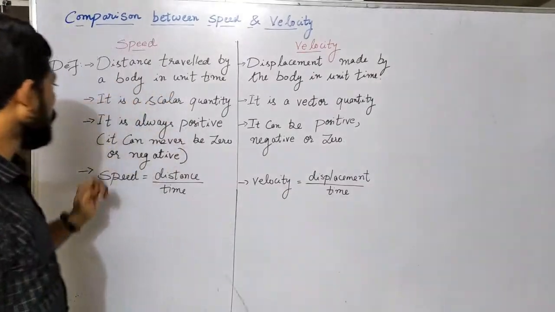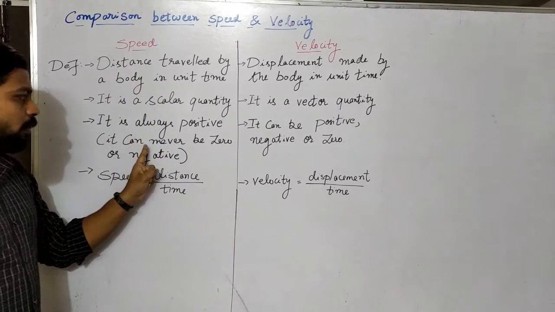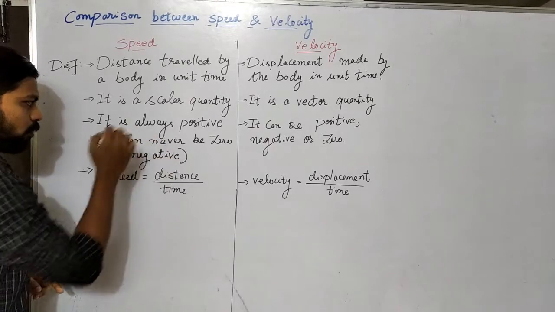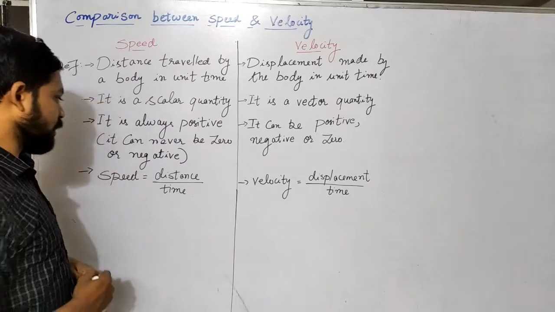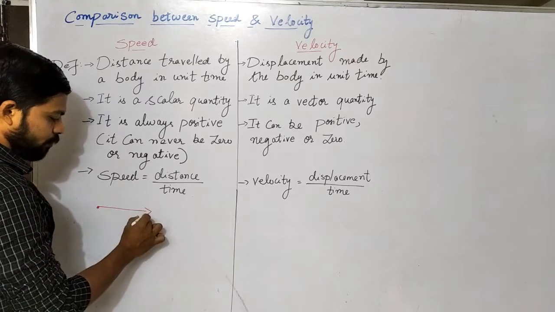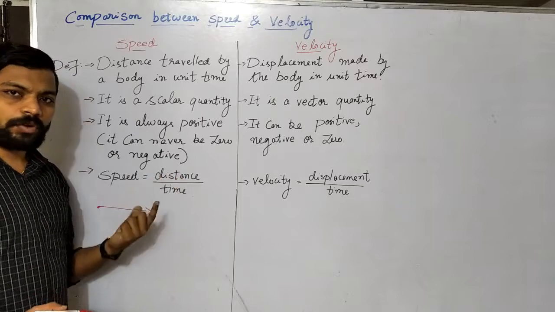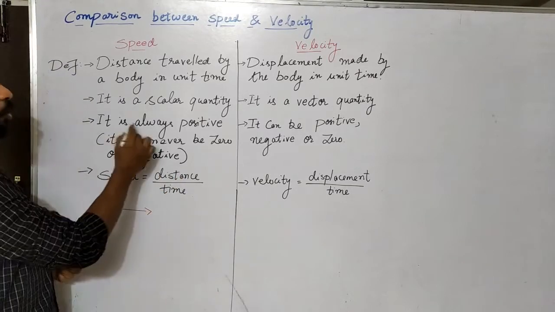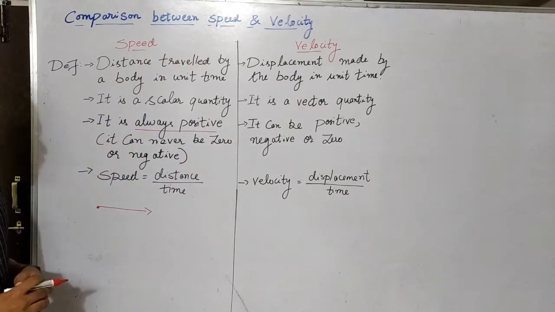Speed is always positive. It can never be 0 or negative, because once a body starts moving, the distance can never be 0, and the travel time cannot be 0. So speed will always be positive. That's very clear.